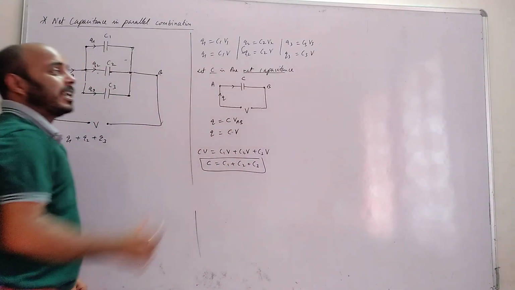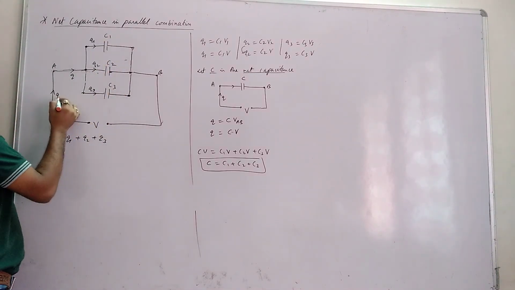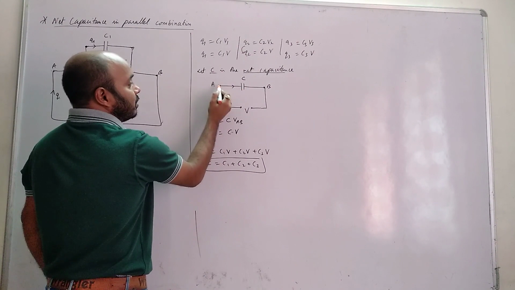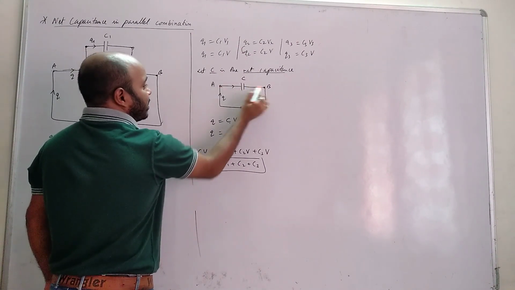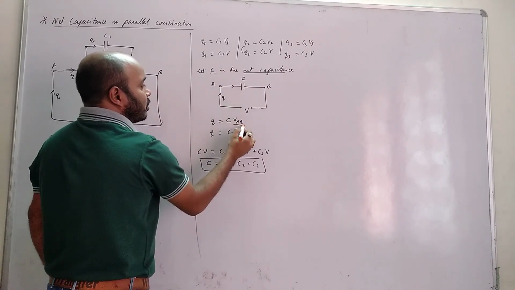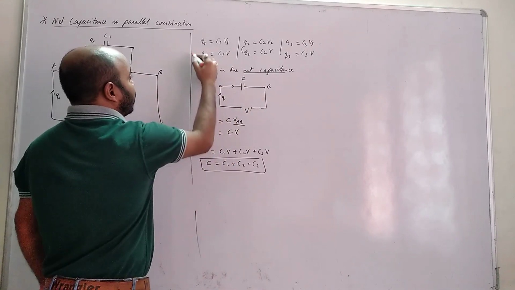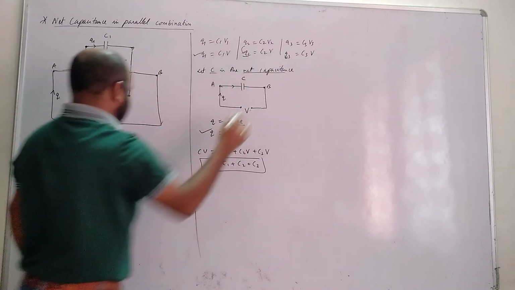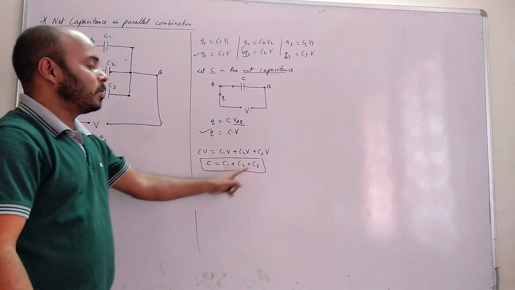If C is the net capacitance, that means these three combined together, how much charge is coming out? Q. That means this will take out Q charge. So if I apply the formula with this capacitor, Q equals C times the potential difference across it, which is VAB, which is V. So we got Q, Q1, Q2, Q3. Substituting here, we get C equals C1 plus C2 plus C3.